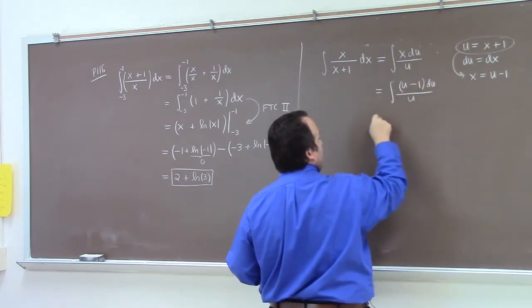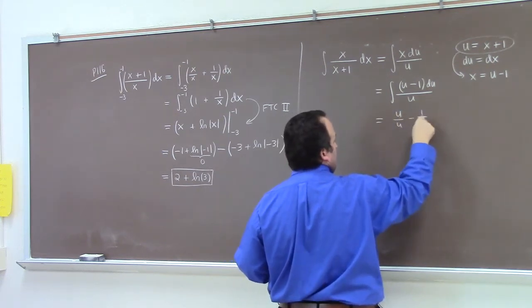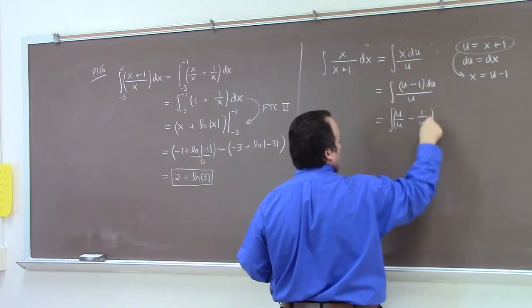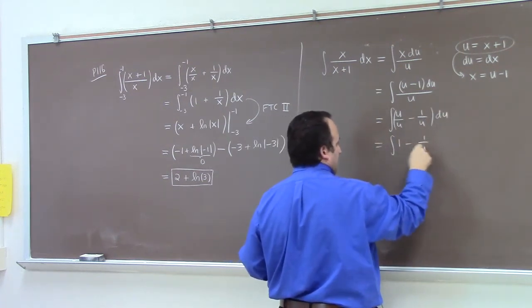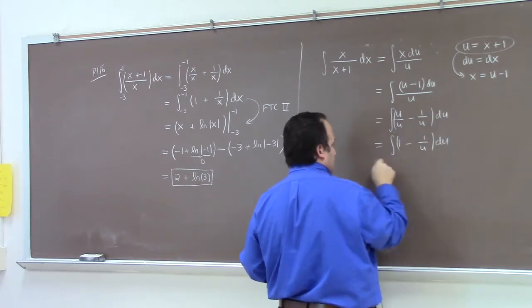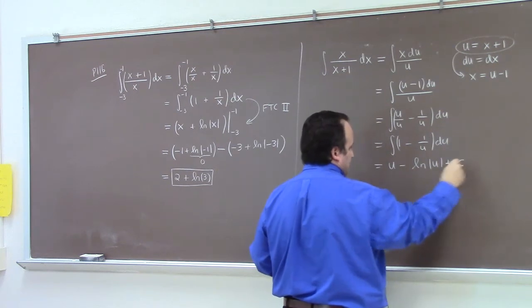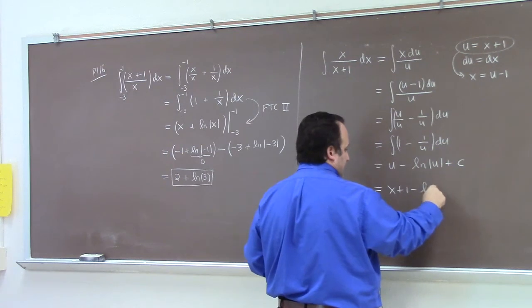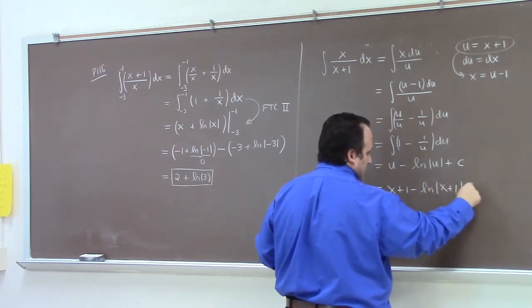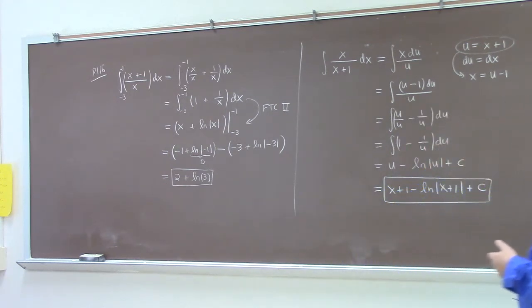And then we're in business, see, because then it's like the last problem. So we have the integral of u over u minus 1 over u du, right? Which is the integral of 1 minus 1 over u du, which is, of course, u minus the natural log of the absolute value of u plus a constant, which finally gives us x plus 1 minus the natural log of the absolute value of x plus 1 plus a constant. So it turns out that u substitution is one viable path.